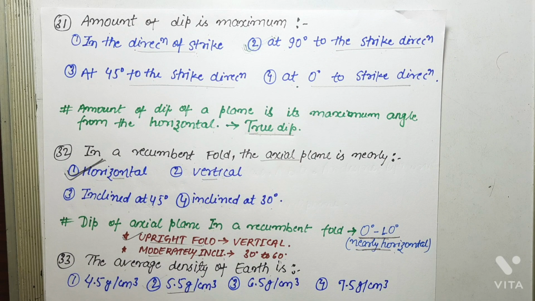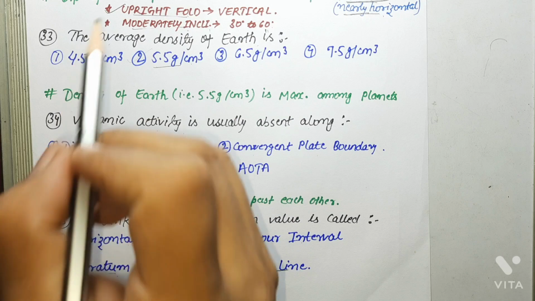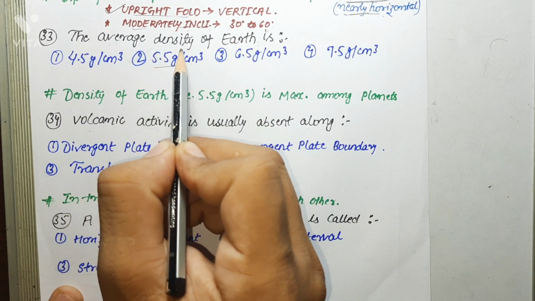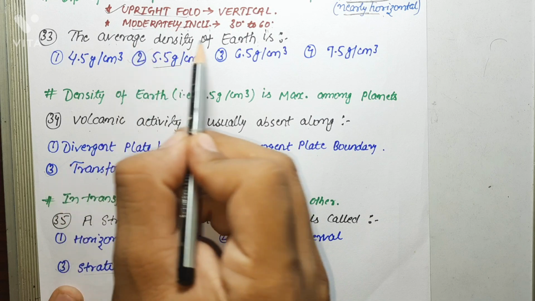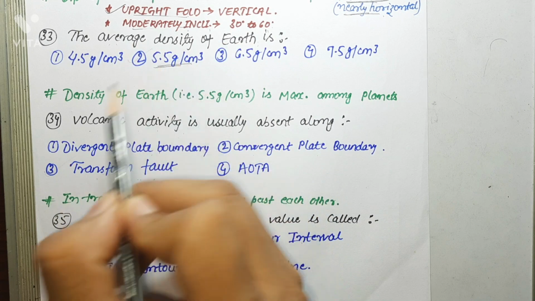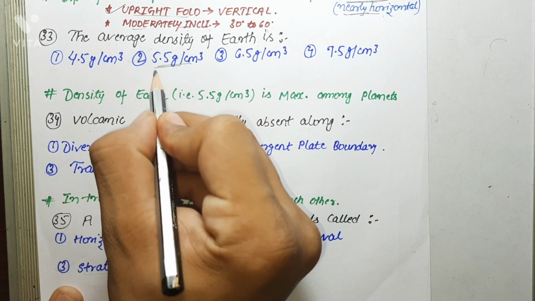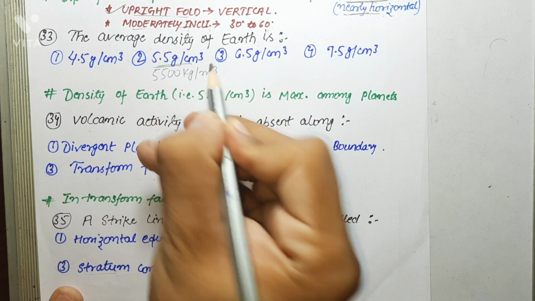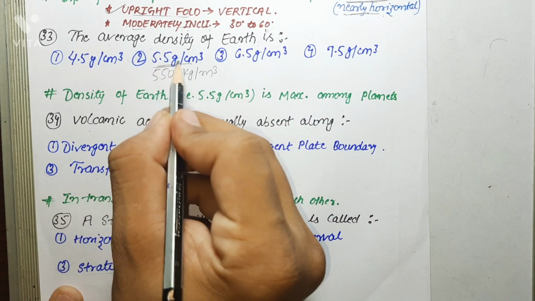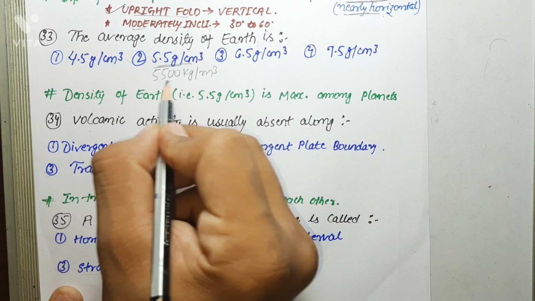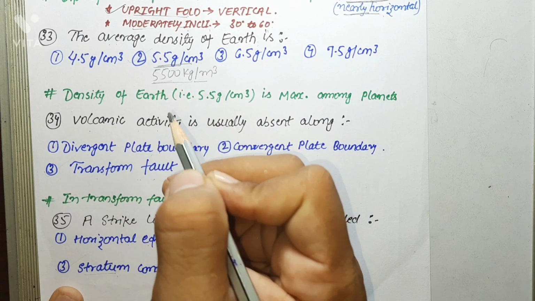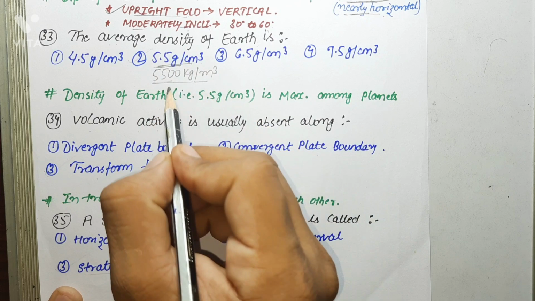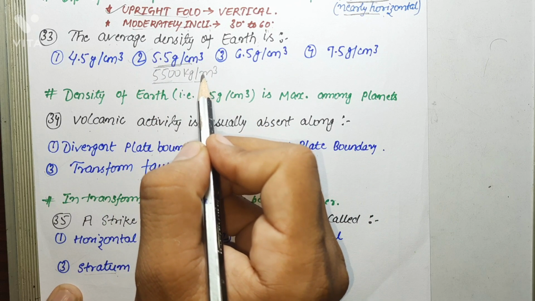Next question is, the average density of the earth is. This is a data based question. The average density of earth is 5.5 gram per centimeter cube, or you can say 5500 kilogram per meter cube. And the density of earth is maximum among all other planets.